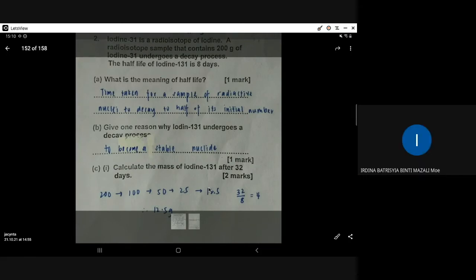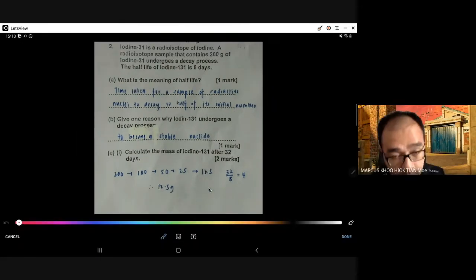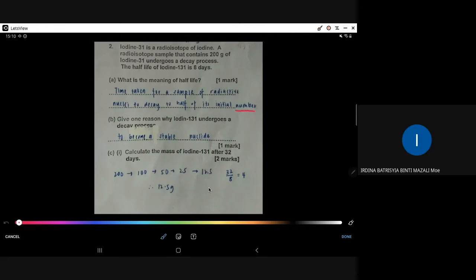What is the meaning of half-life? Half-life is the time taken for a sample of radioactive nuclei to decay to half of its initial number. Carry on. Give one reason why iodine-131 undergoes a decay process is to become a stable nuclide.